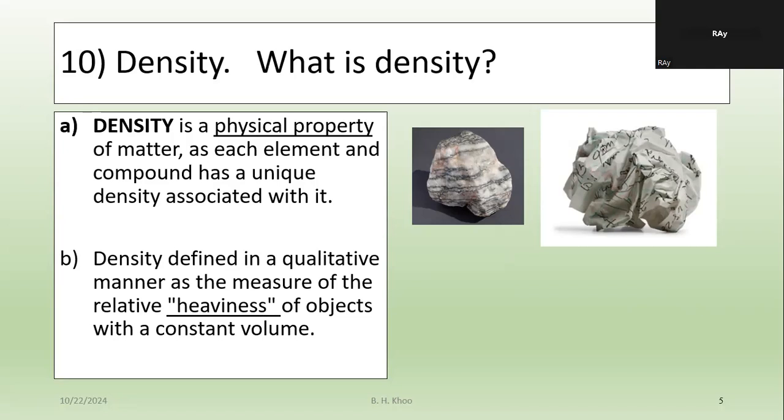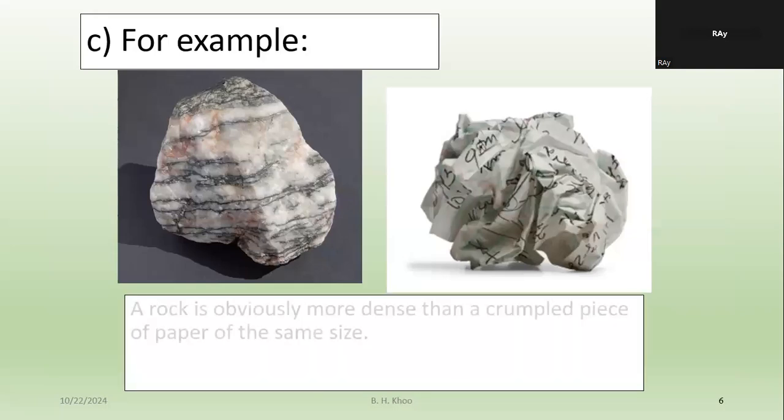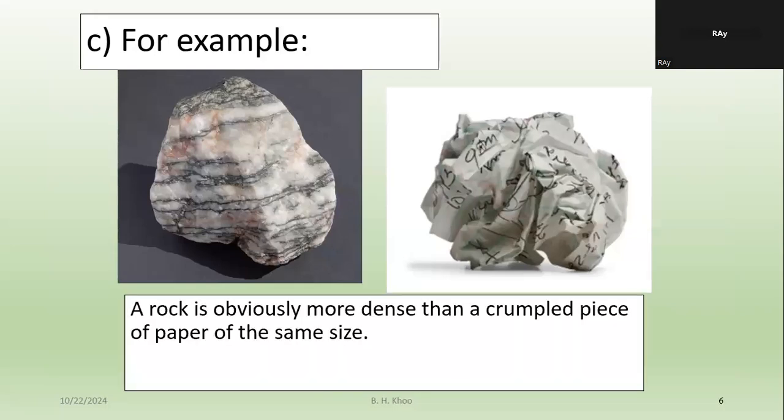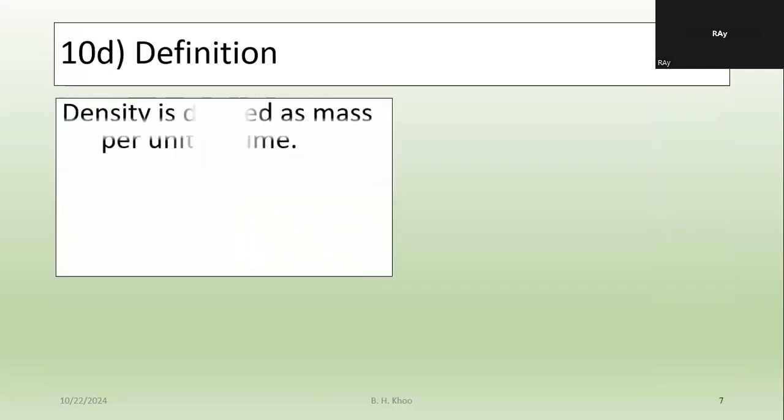So we compare density by comparing both of them with the same volume. And this gives us the heaviness of the object. For example, a rock is obviously more dense than a crumpled piece of paper. We will know from our own experience. So we define our first term, density, mass per unit volume.